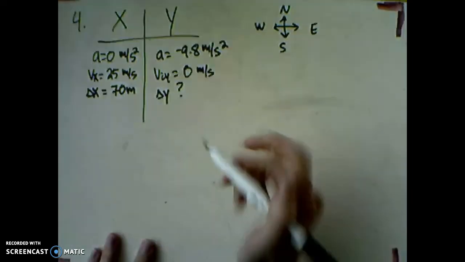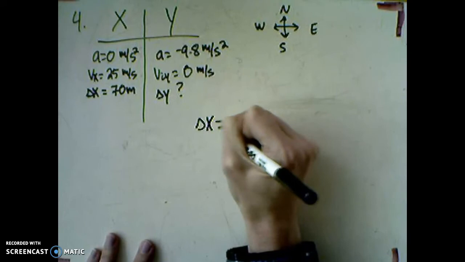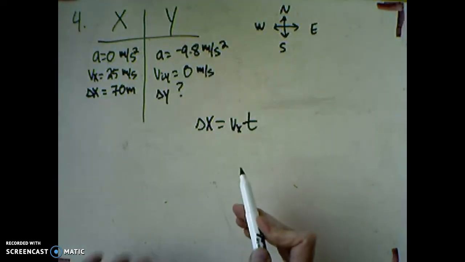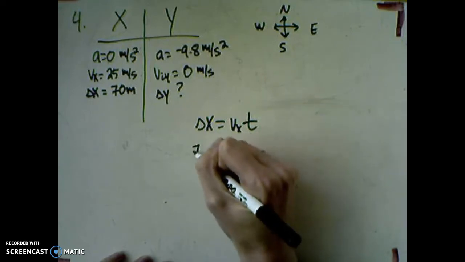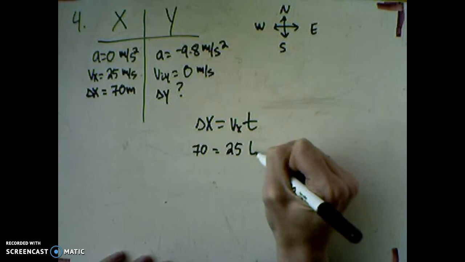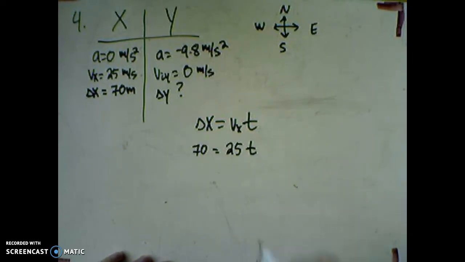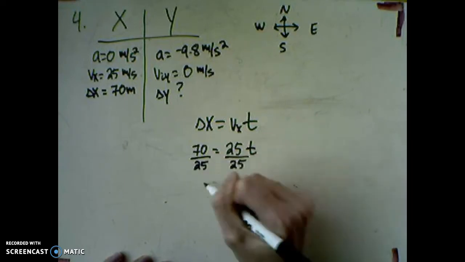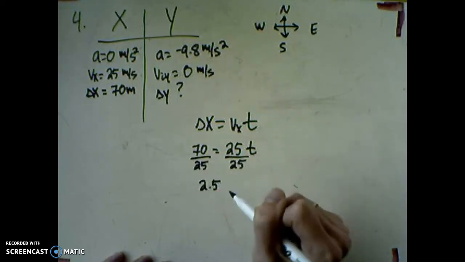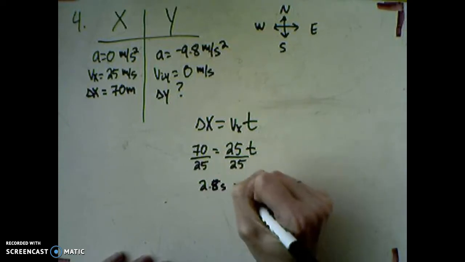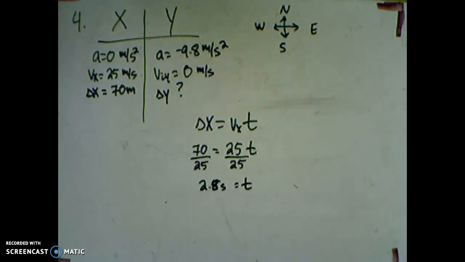To figure out delta T, I can use delta X equals Vx times T. Again, T and delta T are interchangeable. So 70 meters is my delta X. My Vx is 25 times T. I'm going to divide both sides by 25, and I get 2.8, couldn't read my own handwriting, seconds using my calculator. So I have T equals 2.8 seconds.